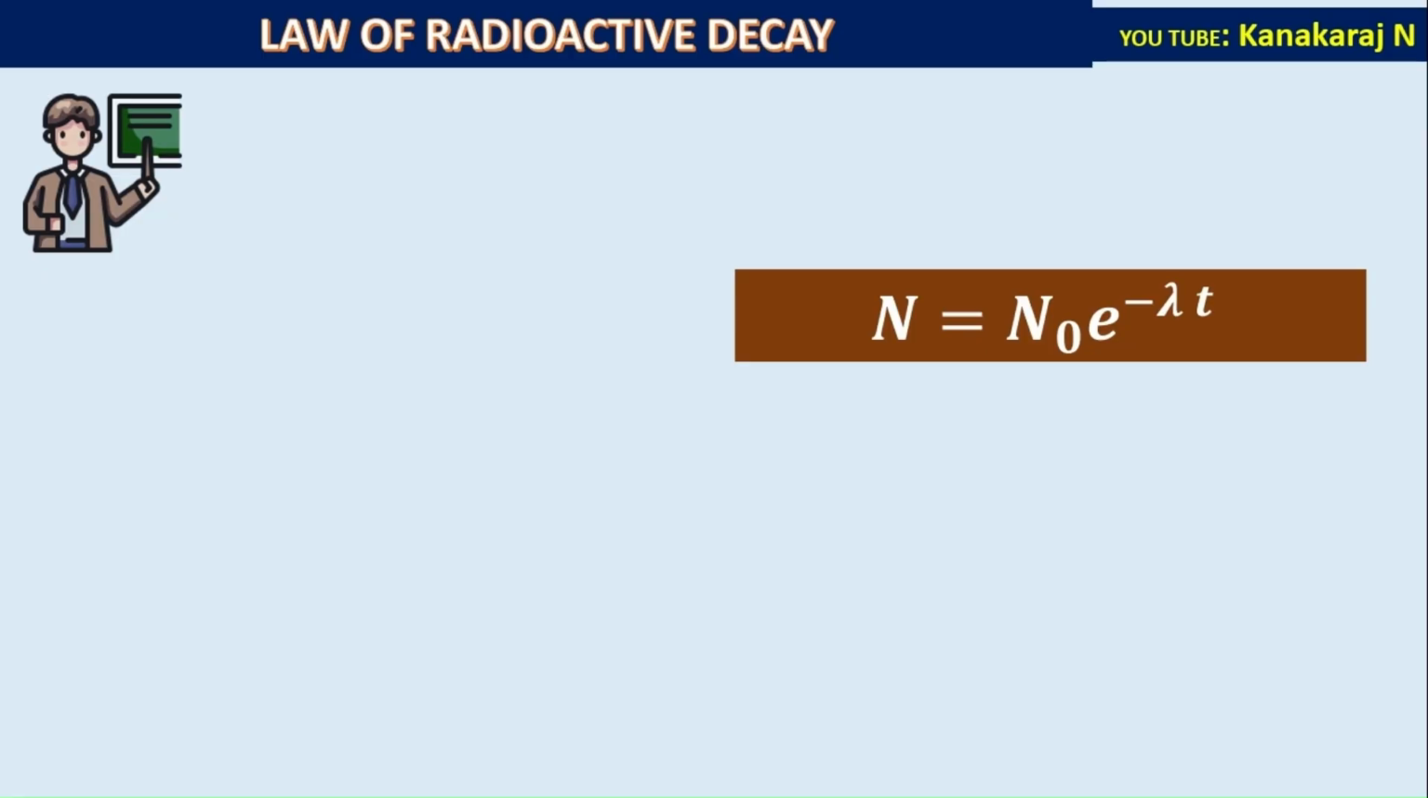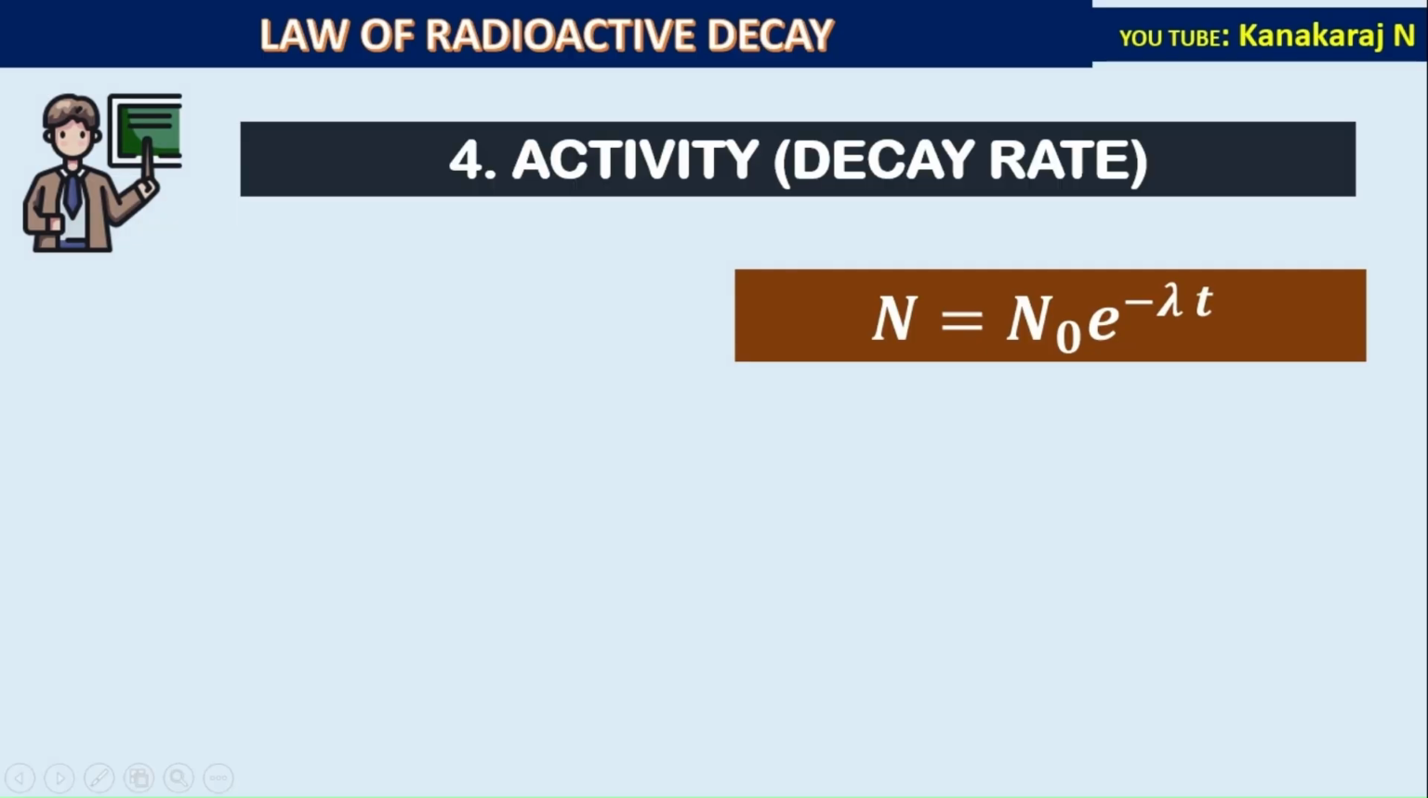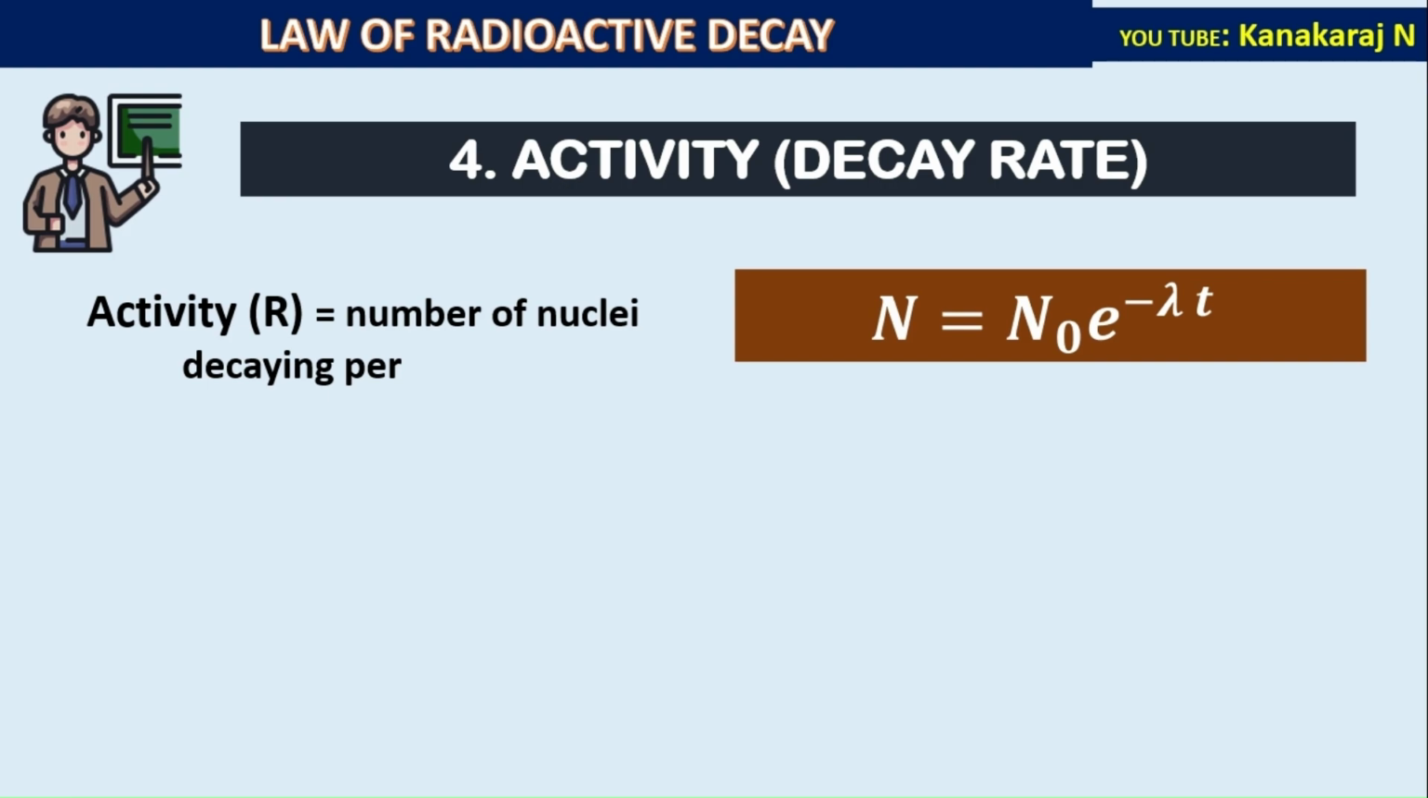Activity, decay rate. Activity R is the number of nuclei decaying per second. Whether the nucleus is highly radioactive or only slightly radioactive, we can measure it with the help of a physical quantity called activity, that is, the number of nuclei decaying per second.